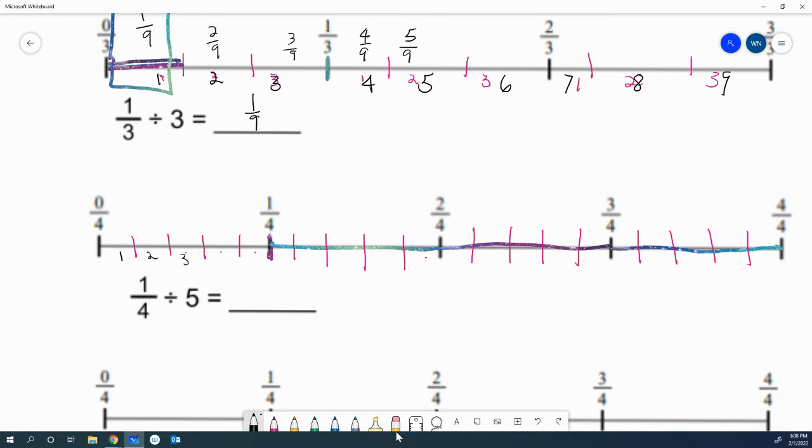1, 2, 3, 4, 5, 6, 7, 8, 9, 10, 11, 12, 13, 14, 15, 16, 17, 18, 19, and 20. So I know that if I've got 20 parts, that this part at the front, this one part, is going to be 1/20, because it's one part of the 20 parts once I've divided everything into 5 parts.